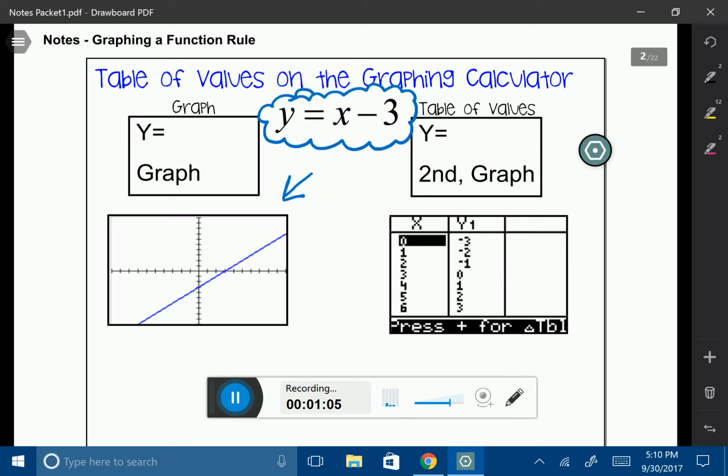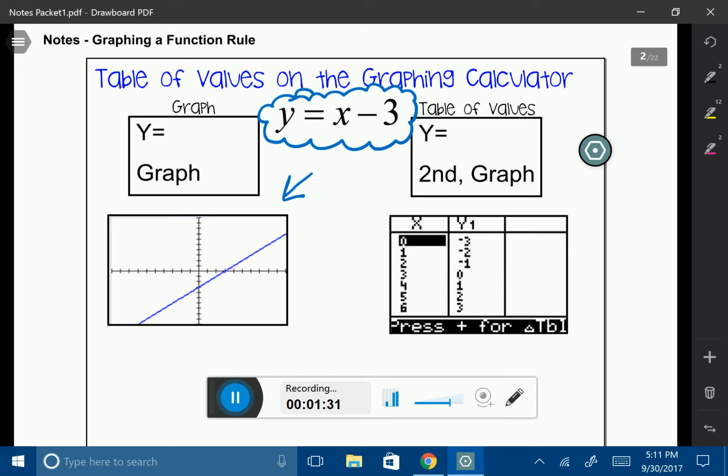The graph button is found right under the actual screen. It's one of the 5 gray buttons right under the screen, and it's on the far right. So once you press graph, you can see that you have the graph that I have here. So anytime in class that I ask you to graph a function or graph an equation, you're going to go to the y equals button, pop it in there, and press graph.